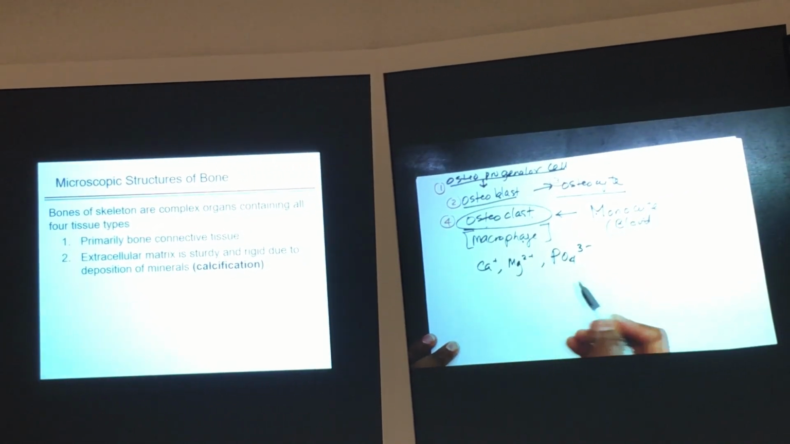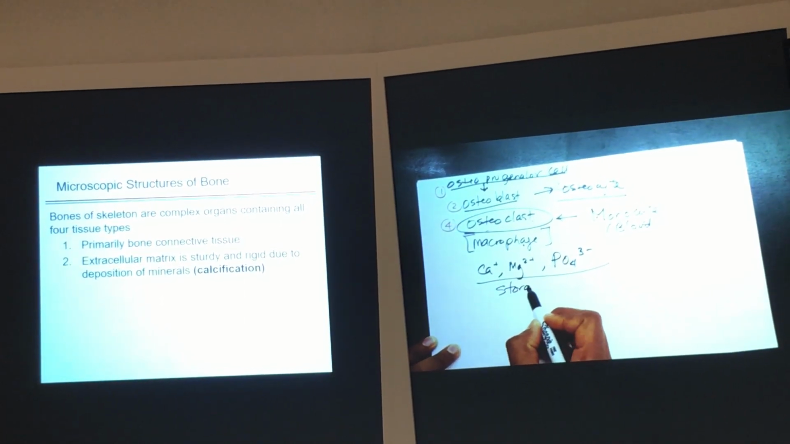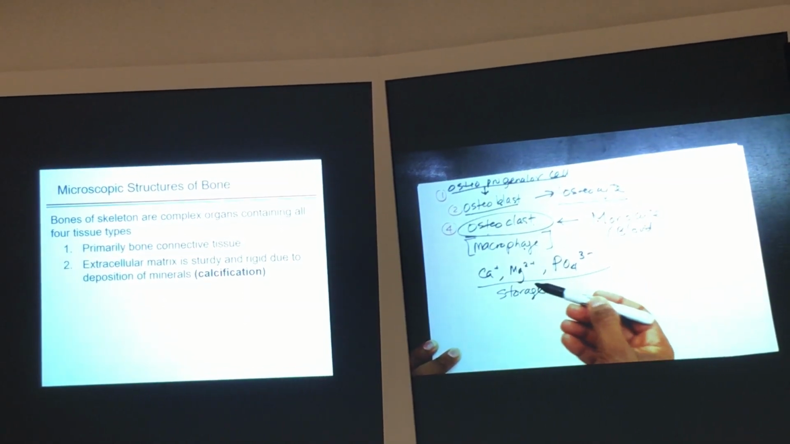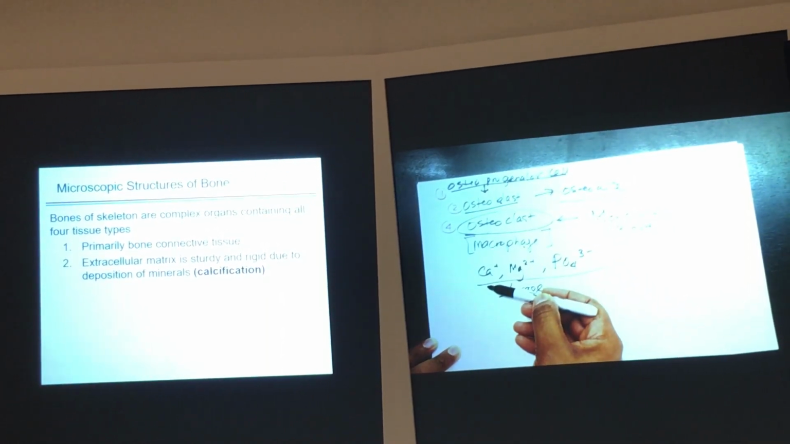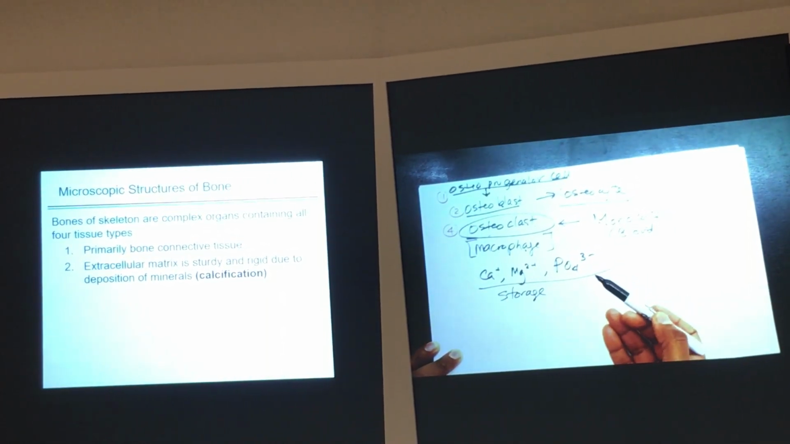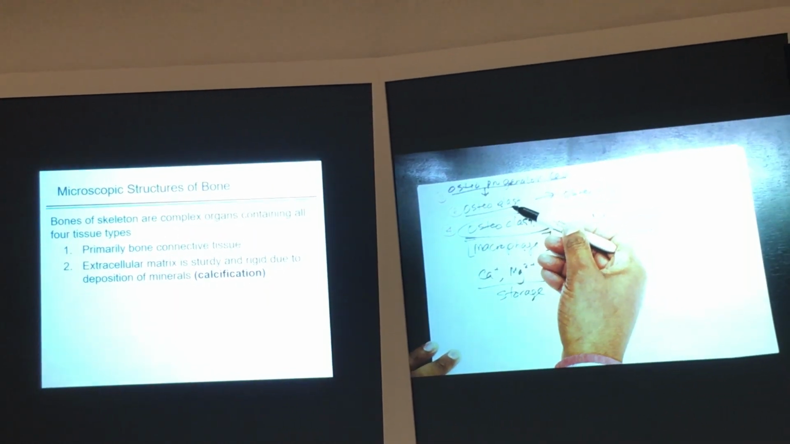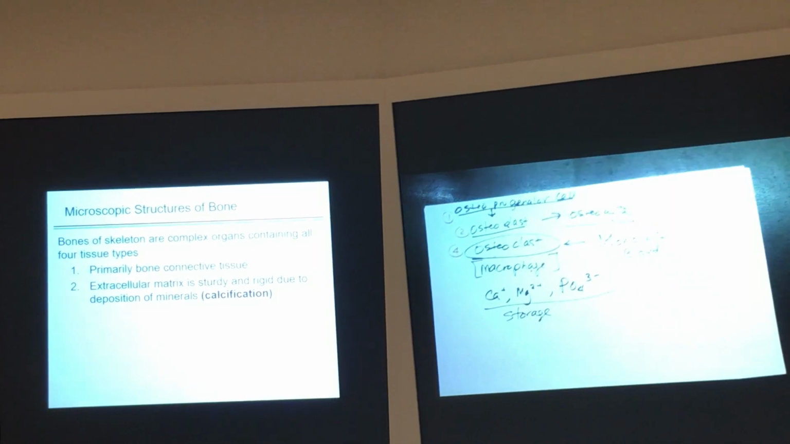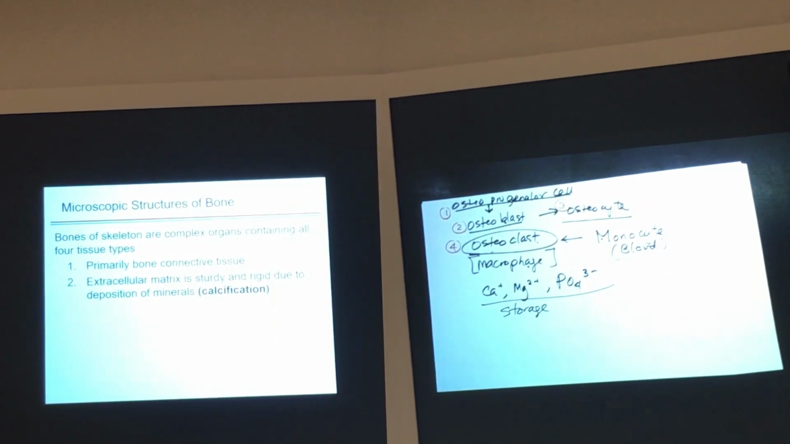So that's why one of the functions of bone is storage. When we are short in calcium, we break down the bone and supply calcium. When we drink enough milk, it's stored using the osteoblast into the bone. That's what's called calcification.